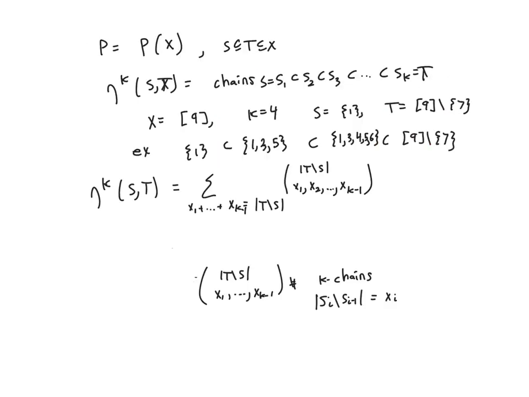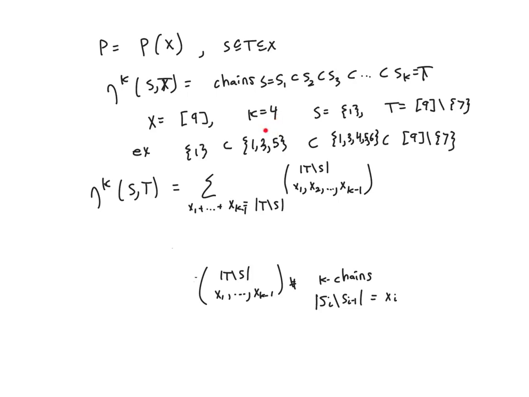Going back to our examples, let P be the power set of X, so it's the subsets of X under inclusion. Let S be a subset of T, be a subset of X. Then what's eta to the k of ST counting? It's counting chains of length k, where S1 is equal to S and Sk is equal to T. Let's look at an example. X is the set of integers 1 through 9, k is equal to 4, S is the singleton 1, and T is everything except 7.